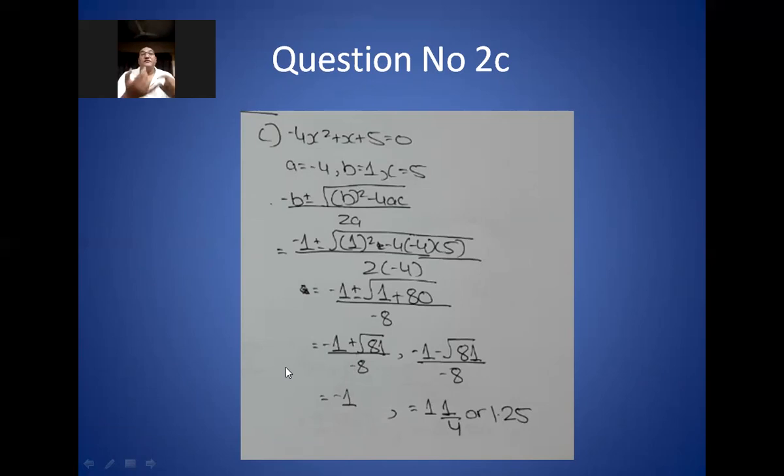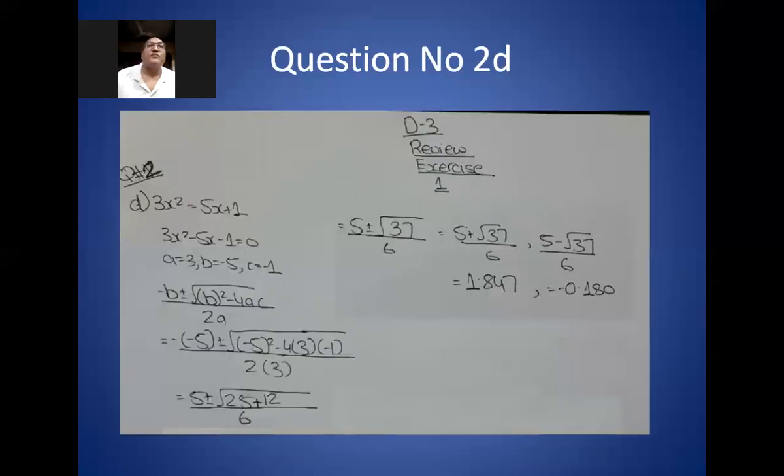One option is, in your calculator, you will write minus 1 plus under root 81 divided by a bracket start minus 8 bracket close equals to, and that will give you an answer of minus 1. And the second option will be minus 1 minus under root 81 equals to, divided by bracket start minus 8 bracket close equals to, and that will give you 1 whole 1 by 4 or 1.25. So this is how you apply the quadratic formula here, and this is how you find the answer by using the quadratic formula of a quadratic equation. Okay, so that was question number 2, C part.